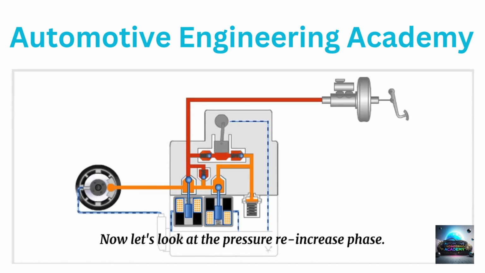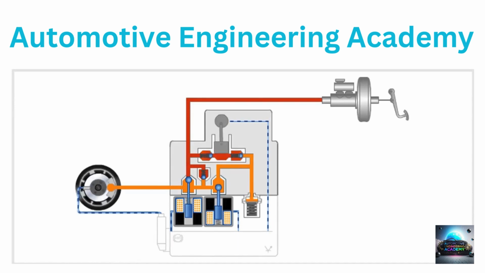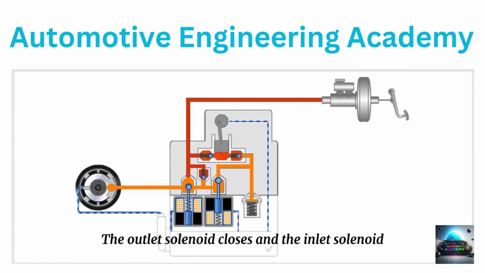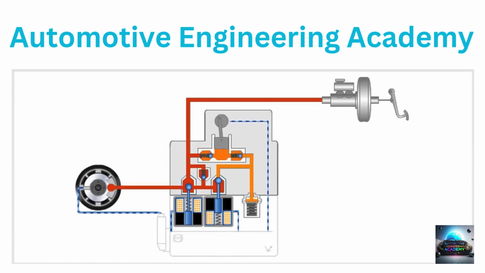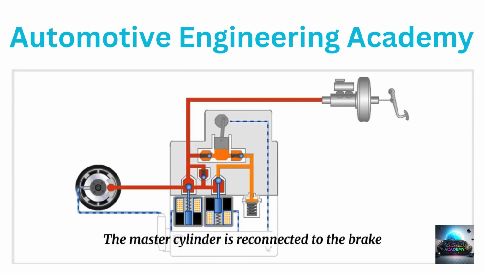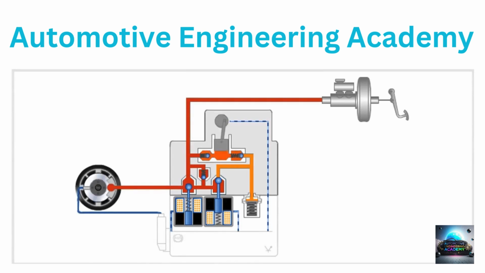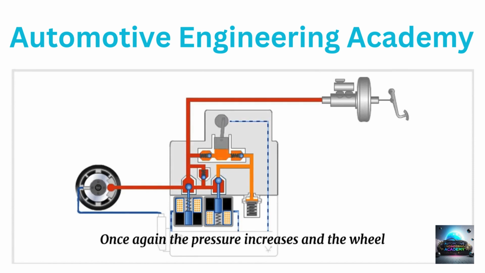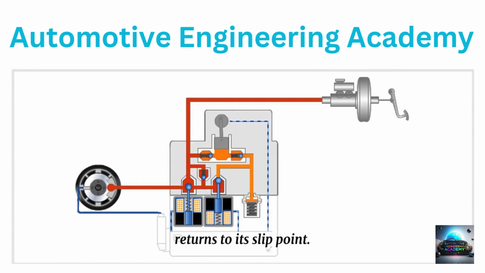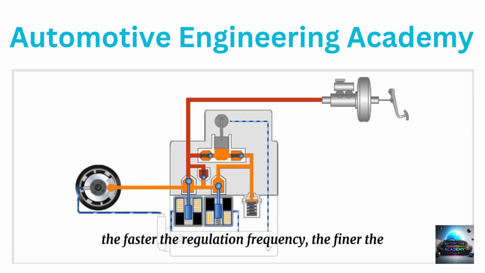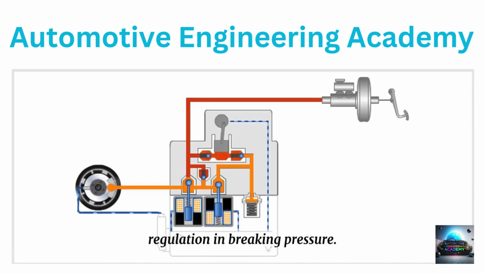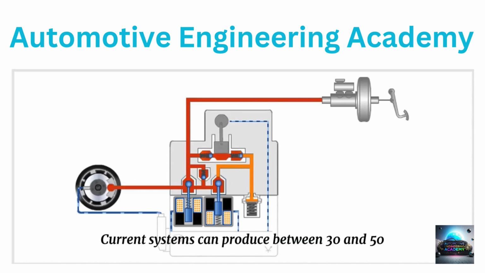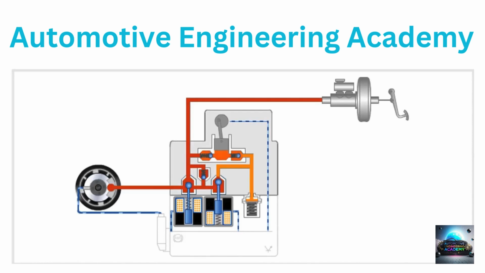Now let's look at the pressure re-increase phase. The outlet solenoid closes and the inlet solenoid opens. The master cylinder is reconnected to the brake caliper. Once again, the pressure increases and the wheel returns to its slip point. The faster the regulation frequency, the finer the regulation in braking pressure. Current systems can produce between 30 and 50 pulses per second.